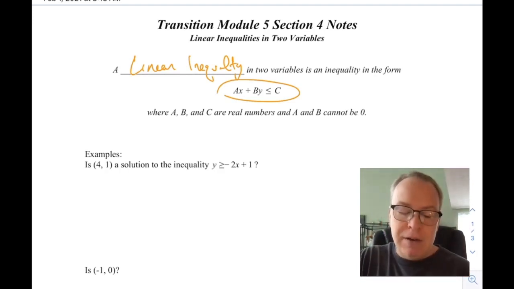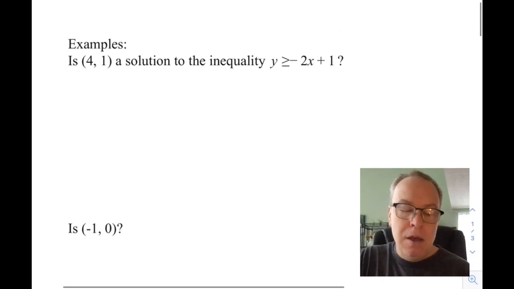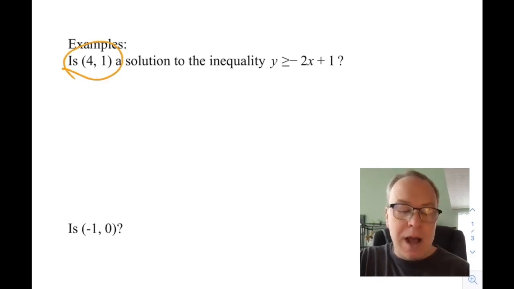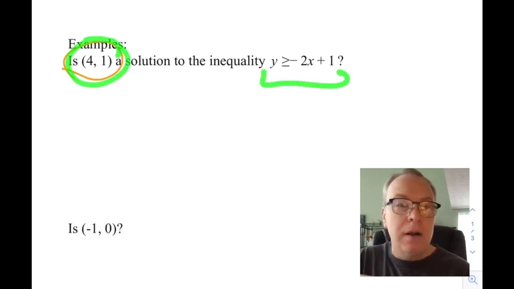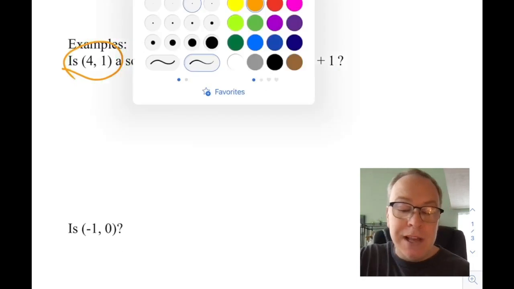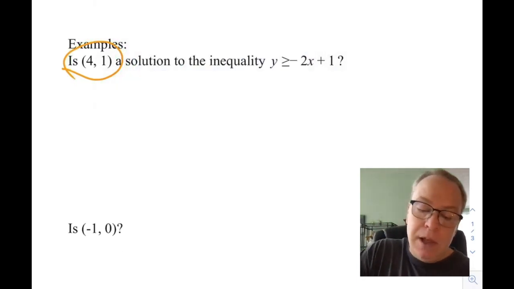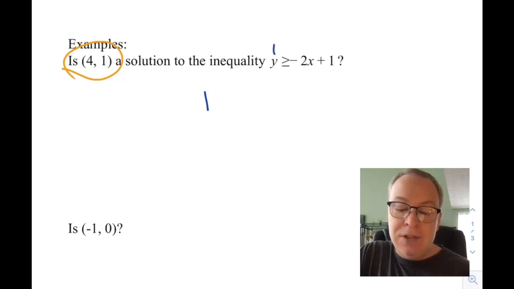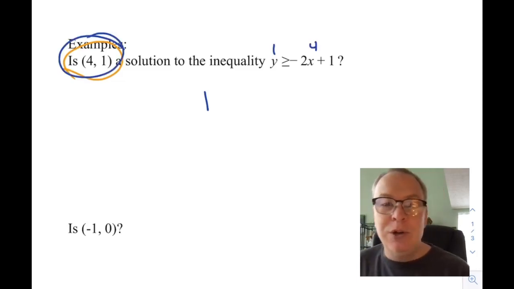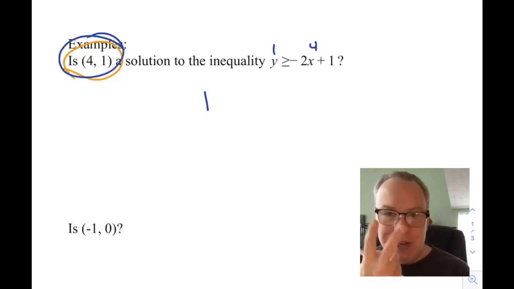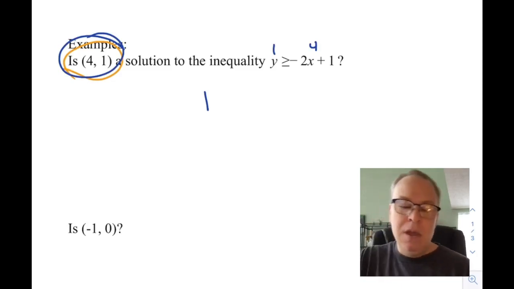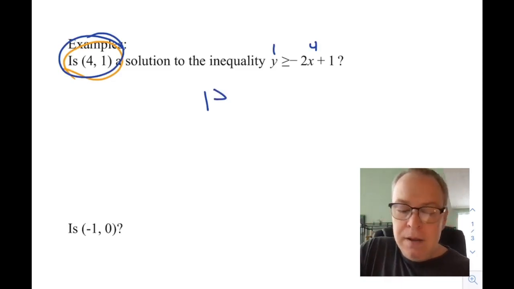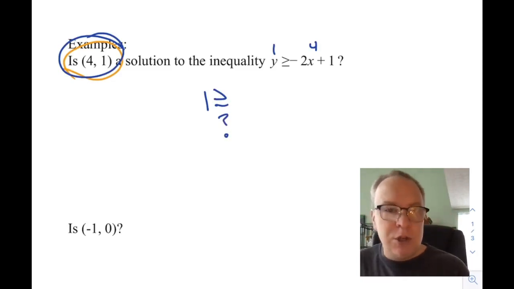So let's plug in (4, 1), or 4 comma 1, and let's see if it works. We're running a little test here. So we're going to plug the y in for y. Remember, y is 1 and x is 4 according to this. Make sure you get those in the right place. A common mistake is to get those switched around. So 1 is greater than or equal to, and I'm going to put a big fat question mark here to remind you that we're running a test. We're not sure if this is going to be true or not.